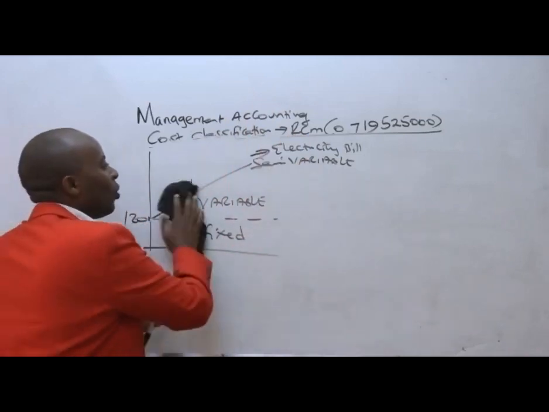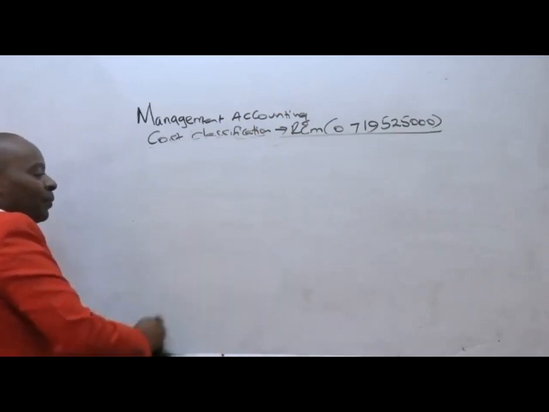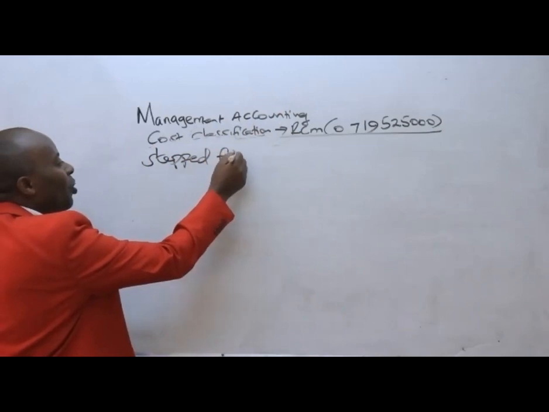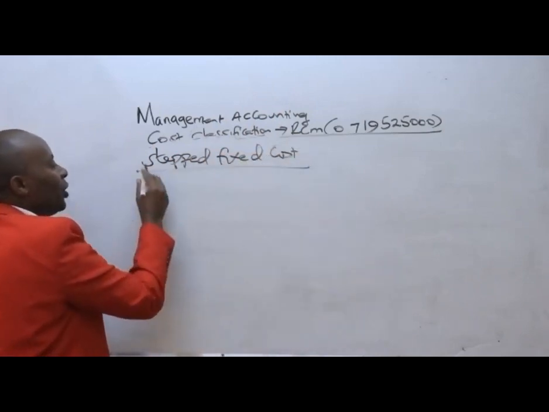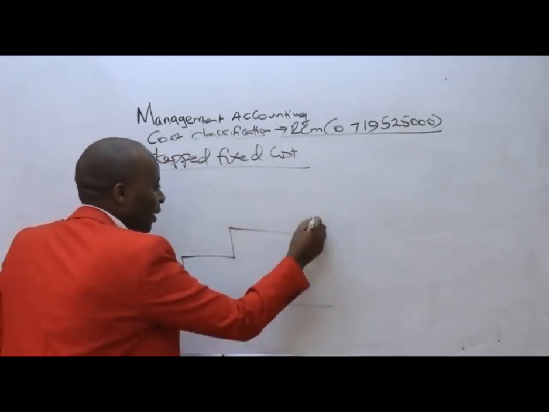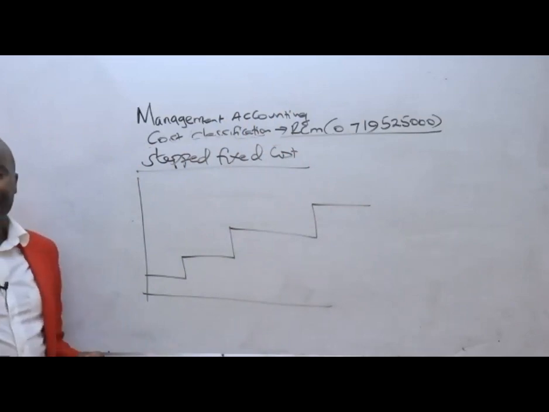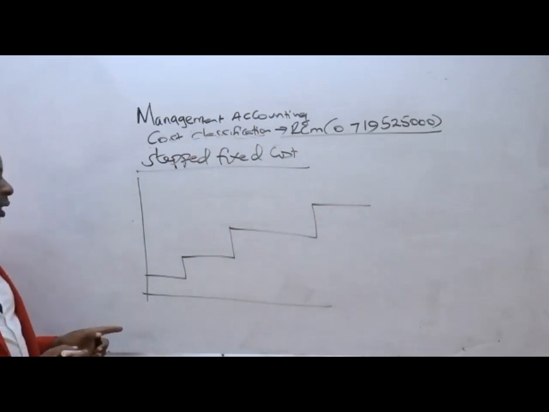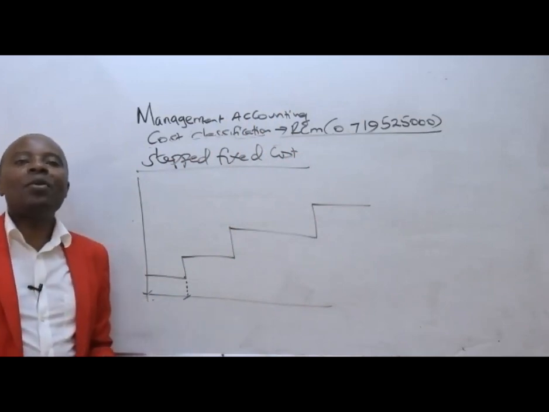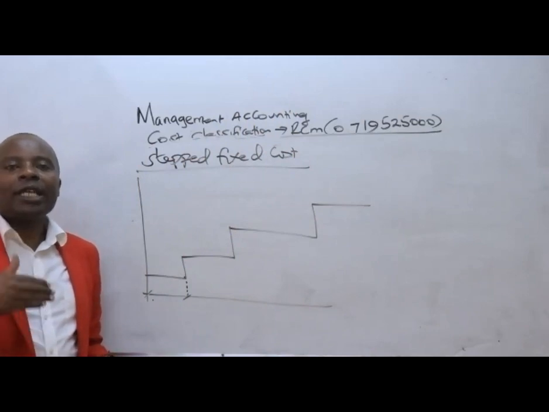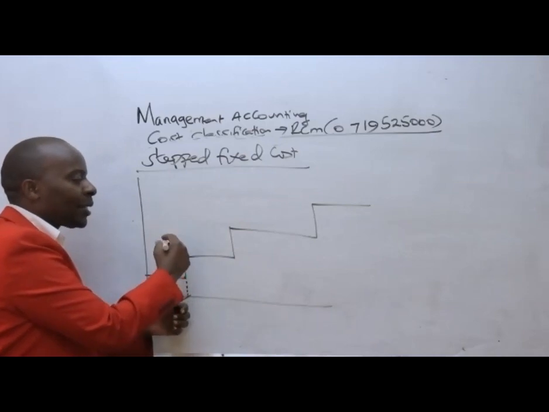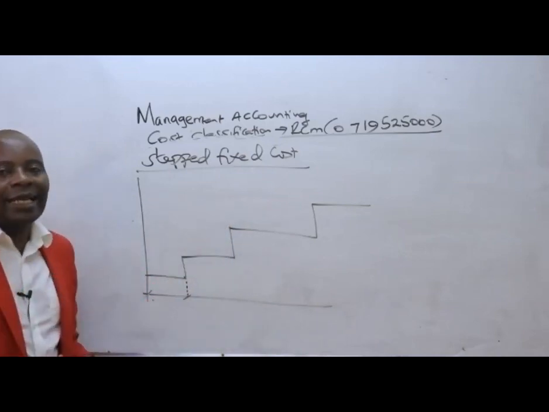And then lastly, we have what we are calling the stepped fixed cost. Stepped fixed costs, as the name suggests, are those costs that look like staircases. They look like staircases like this. So these are those costs that will remain constant for some range, beyond which they increase in a lump sum manner, beyond which they increase with lump sums.